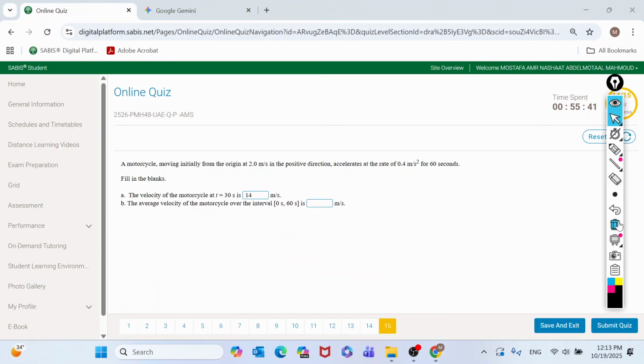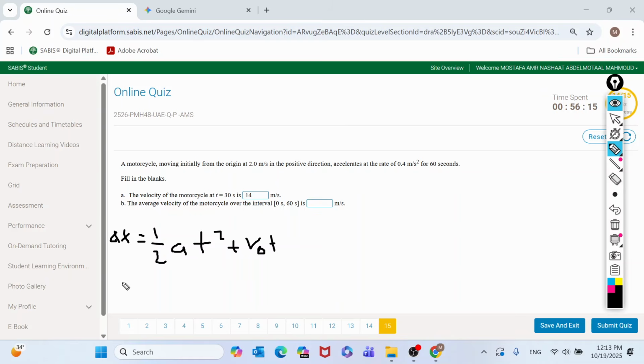Now the average velocity in the interval 0 to 60. The average velocity is displacement over time. How would you find the displacement? You're going to use x equals 1 over 2 at squared plus v0 t.